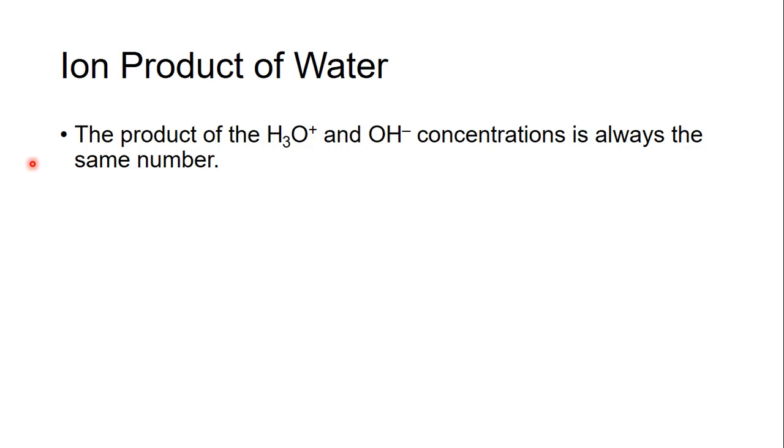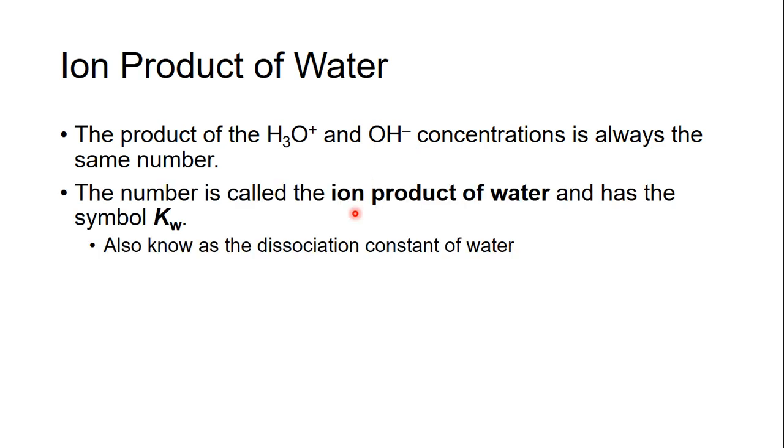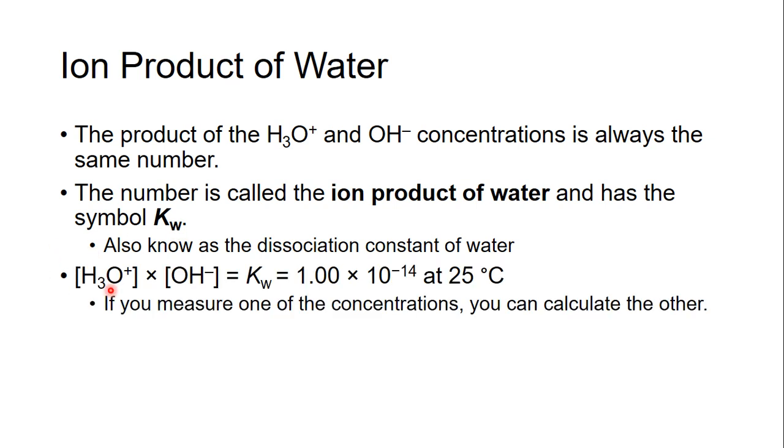Now, what's interesting is that if you multiply the concentration of H3O+ by the concentration of OH-, you'll always get the same number at the same temperature. And this is known as Kw, another K, or the ion product of water, or the dissociation constant of water. So it has many different names, but the symbol is Kw. And at 25 C, if you multiply the concentration of H3O+ by the concentration of OH-, again we call that Kw, that is equal to 1 times 10 to the minus 14th.